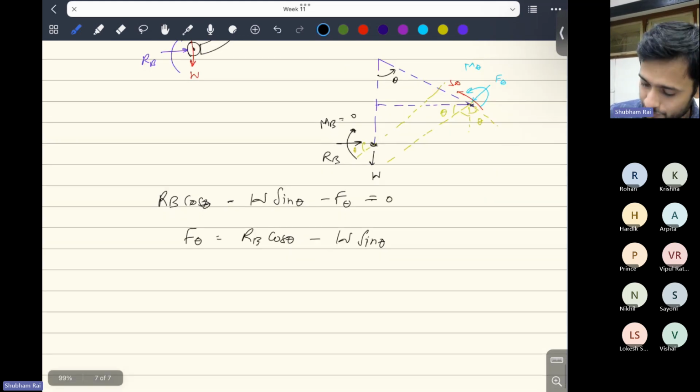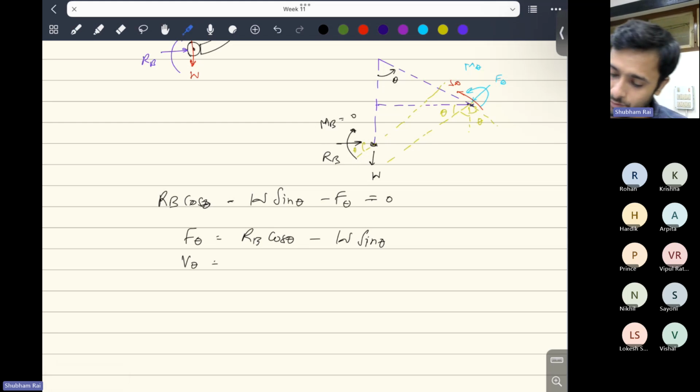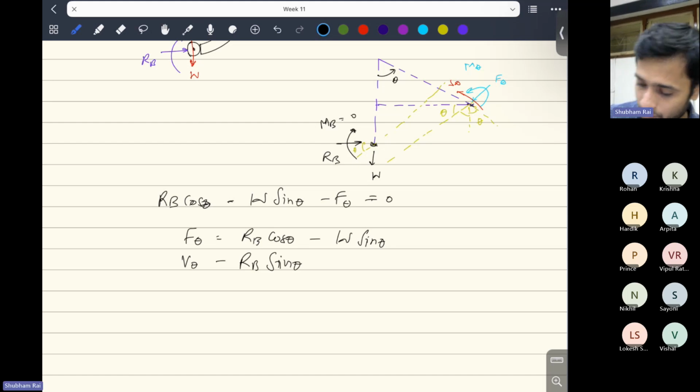Now you have to find the shearing force. So let's say V theta. You have to balance forces along this e theta direction. So from RB you will get a contribution in this direction, RB sin theta. It's opposite to V theta, so I'm just writing minus RB sin theta here. Then from W also you will get a contribution. W will be W cos theta, I think. That will also be minus, because that is pointing in the reverse direction to V theta. That should be equal to 0. So from here you will get V theta is equal to W cos theta plus RB sin theta.